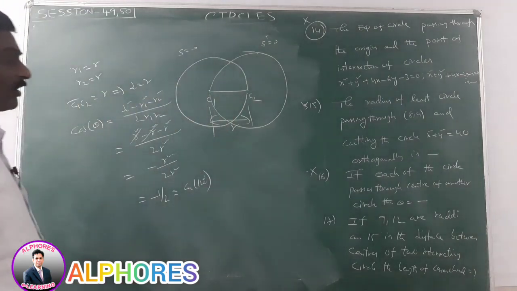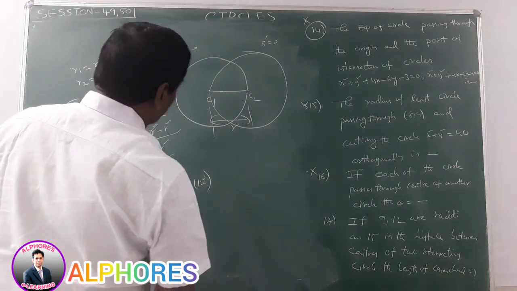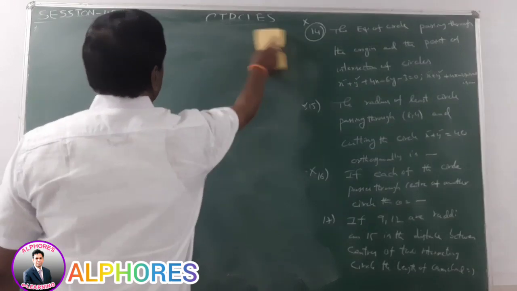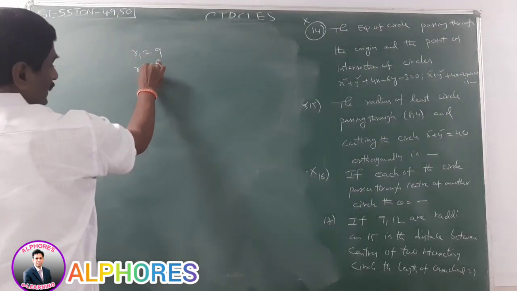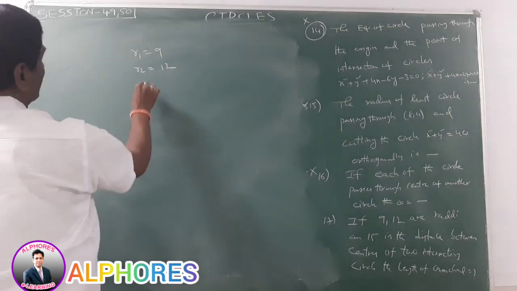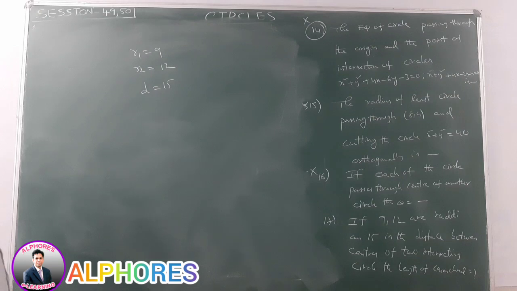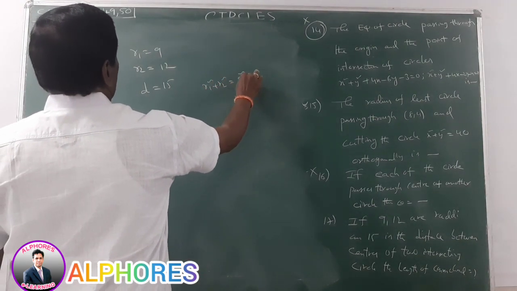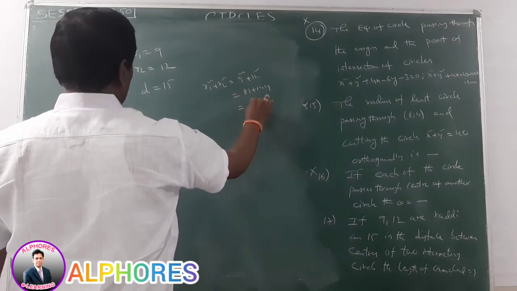If 9, 12 are the radii and 15 is the distance between the centers of the two intersecting circles, then the length of the common chord is dash. Here r1 is equal to 9, r2 is equal to 12. Distance between the centers is equal to 15. In this case also, please observe these values. What is the value of R1 square plus R2 square? 9 square plus 12 square, 81 plus 144, that is equal to 225.